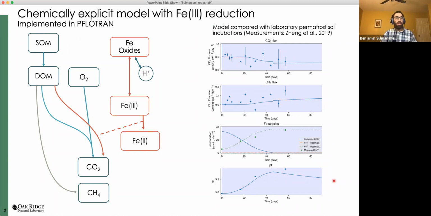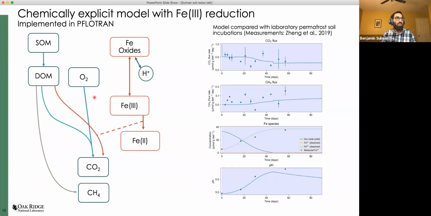So in terms of modeling this, I was able to put together a reaction network, including carbon and iron reactions. This is set up in the PFLOTRAN model. And so the way that this model is depicting these processes is we have some soil organic matter pools that can be depolymerized into soluble DOM. And then DOM can decompose by a few different pathways. So in the presence of oxygen, there's this direct aerobic decomposition of DOM that produces carbon dioxide.